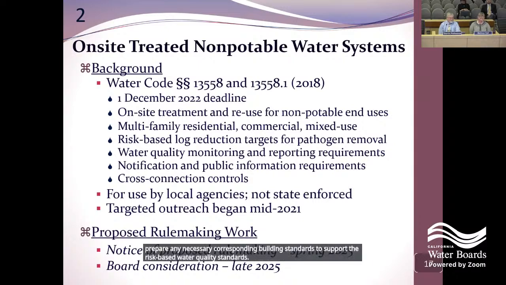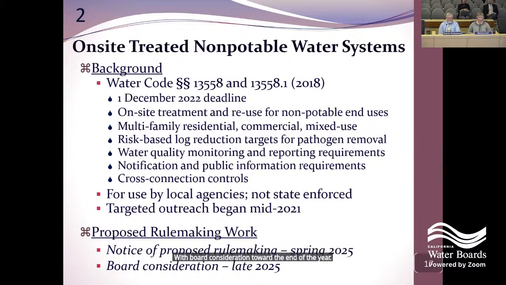Targeted stakeholder outreach began around the middle of 2021, and with the completion of the cross-connection control policy handbook, we are ready to move with this. So formal rulemaking is expected to start with issuance of the notice of proposed rulemaking in the next several weeks, with board consideration toward the end of the year. Next slide, please.